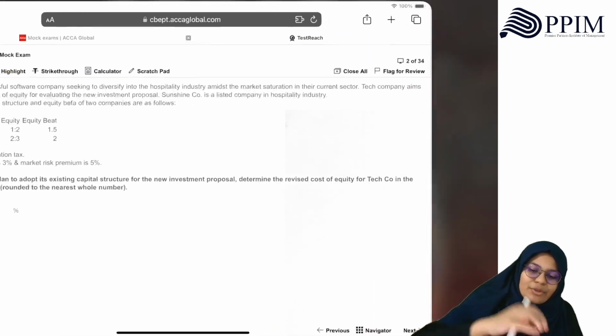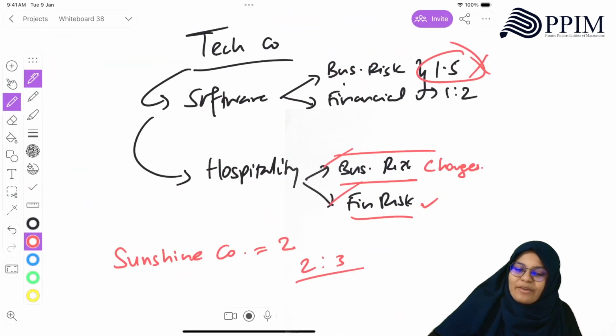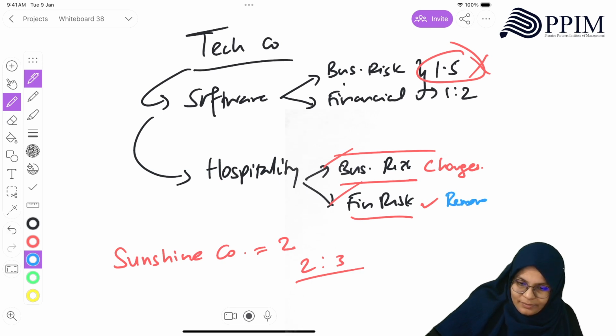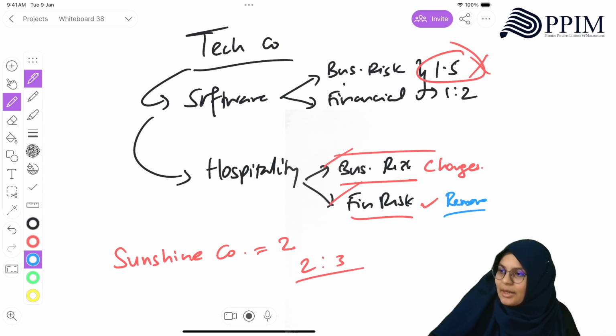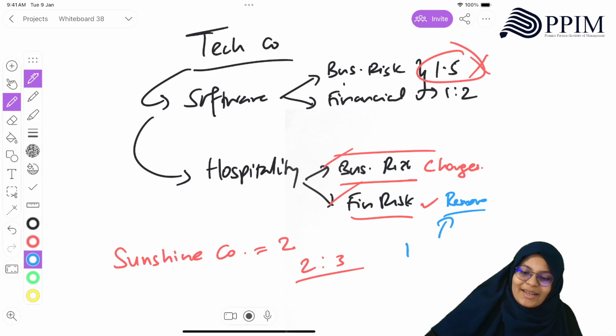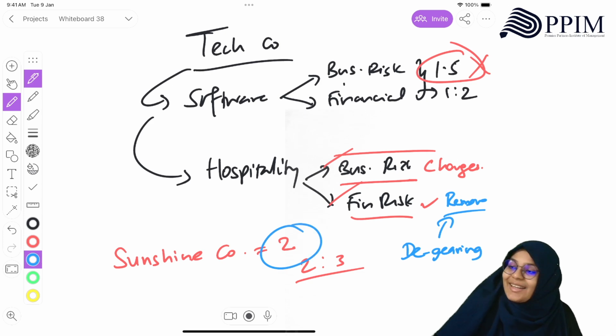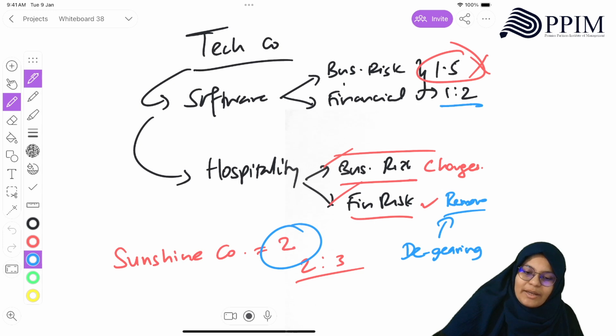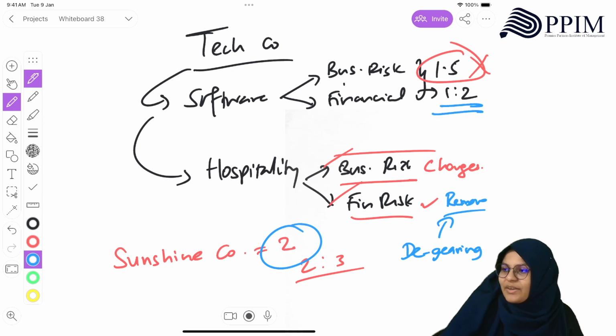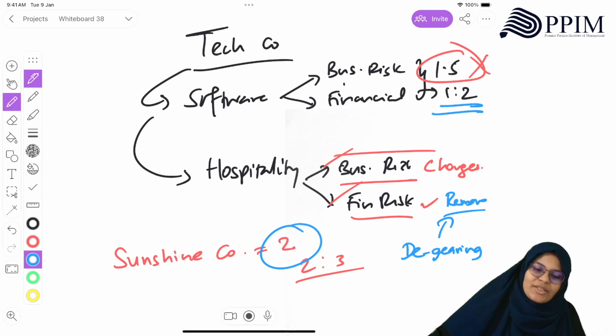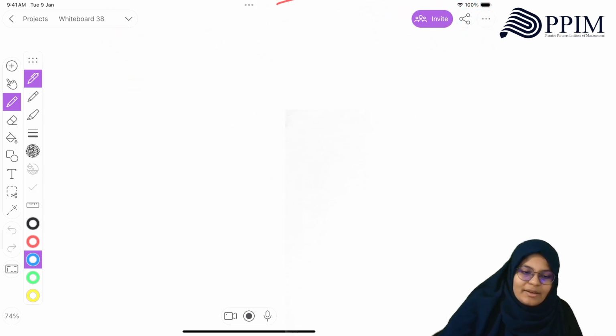So what do we have to do? We need to somehow remove the financial risk component. That is called de-gearing the beta. Okay, so we take this equity beta and we de-gear it. We get something called the asset beta. Then we re-gear that asset beta to reflect our company's financial risk. Okay, so that is what basically has to be done.